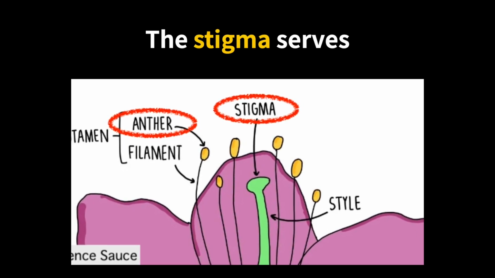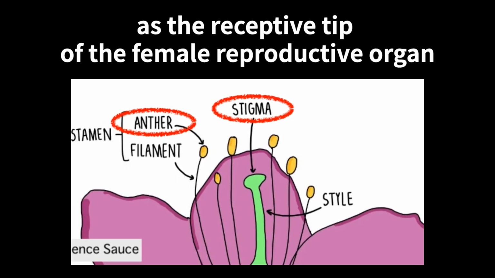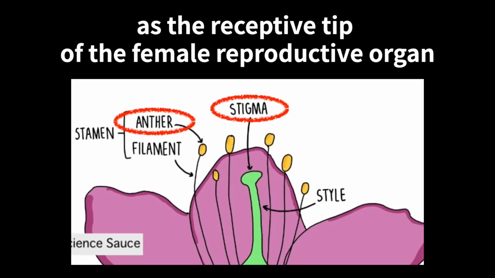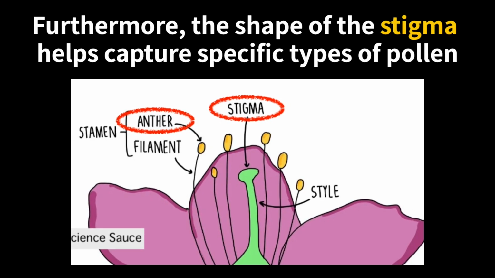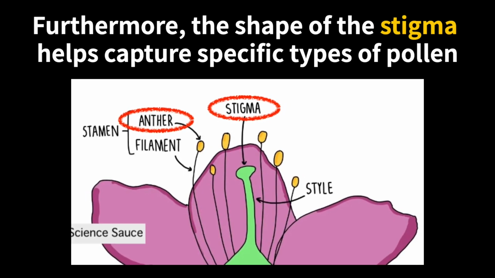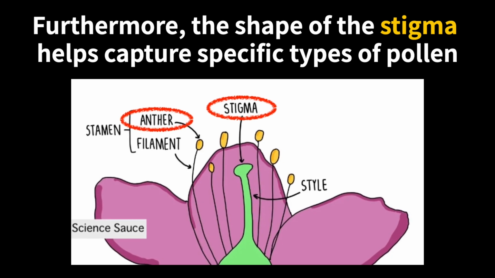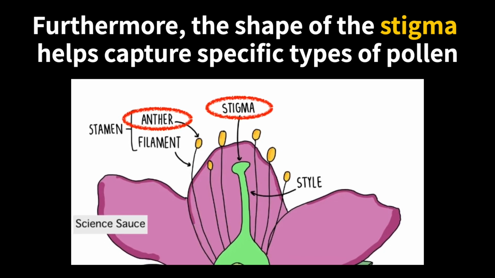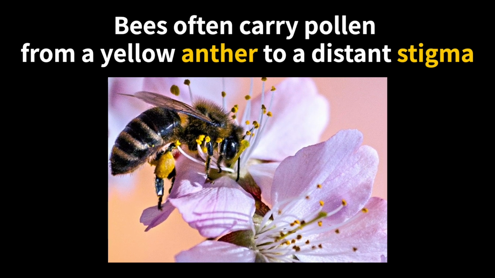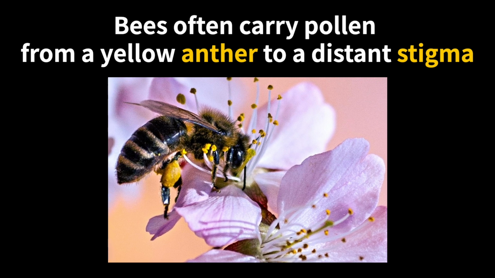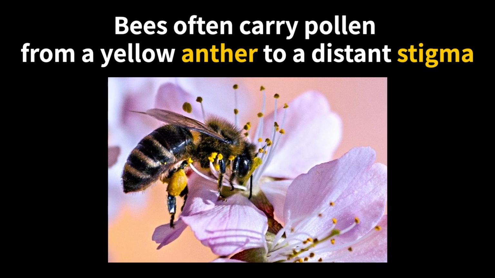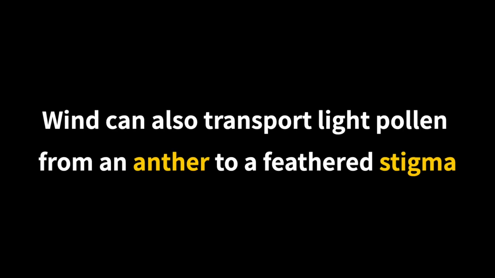The stigma serves as the receptive tip of the female reproductive organ. Furthermore, the shape of the stigma helps capture specific types of pollen. Bees often carry pollen from a yellow anther to a distant stigma. Wind can also transport light pollen from an anther to a feathered stigma.